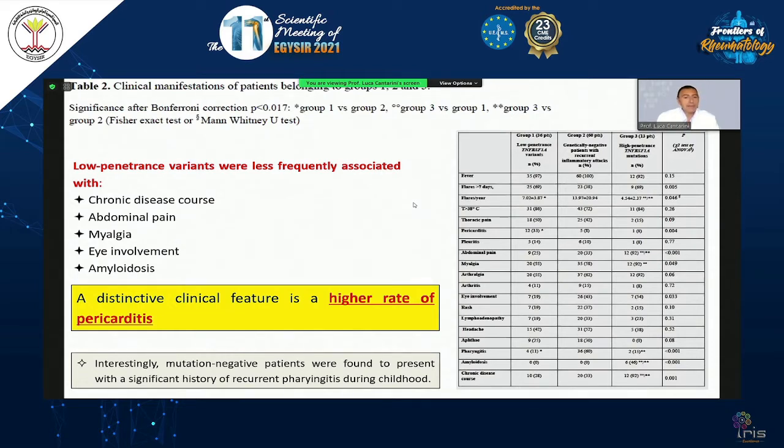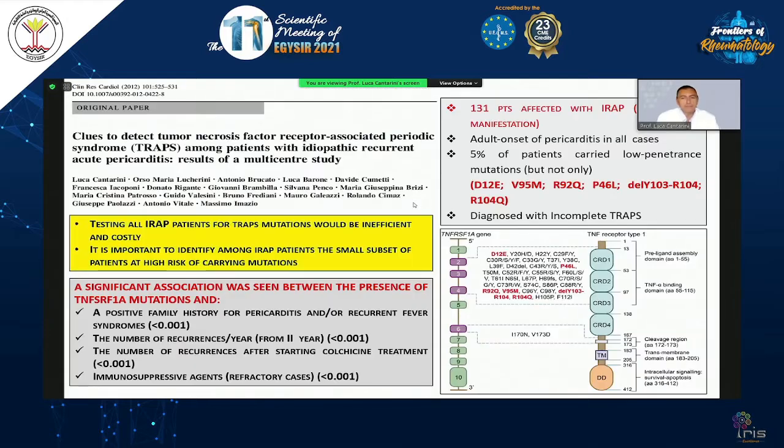Moreover, a distinctive clinical feature was a higher rate of pericarditis in subjects carrying low penetrance mutations in the gene responsible for TRAPS. More recently, we have tested for mutations in the gene responsible for TRAPS 131 patients presenting recurrent pericarditis as the only clinical manifestation. Interestingly, 5% of these patients with recurrent pericarditis carried low penetrance mutations in the gene responsible for TRAPS.